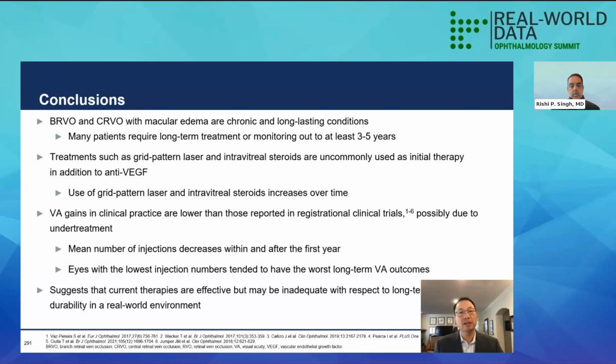Visual acuity gains in clinical practice are lower than those reported in the registrational clinical trials, possibly due to undertreatment. We see this with the mean number of injections decreasing both within and after the first year of initiation of therapy. We also see that eyes with the lowest injection numbers tend to have the worst long-term visual acuity outcomes. All of these data suggest that current therapies are effective, but might be inadequate with respect to the long-term durability that's needed in a real-world environment.